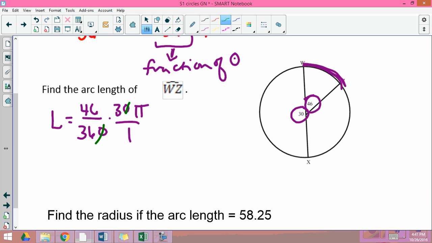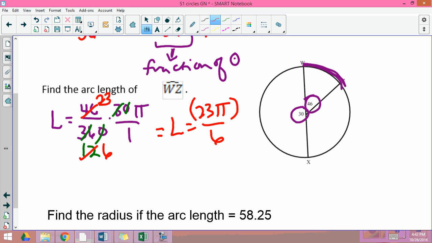Now we can go ahead and use our algebra skills. The zeros cancel, that's a factor of 10. 3 and 36 are going to cancel, leaving 12. 46 and 12 have a common factor of 2, leaving 23 and 6. So when it's all said and done, my arc length is 23 pi over 6. You can leave it as that exact answer, or you could go to your calculator, take 23 times pi, hit equal, then divide by 6. Just be sure that you get these multiplied together before you do the division.